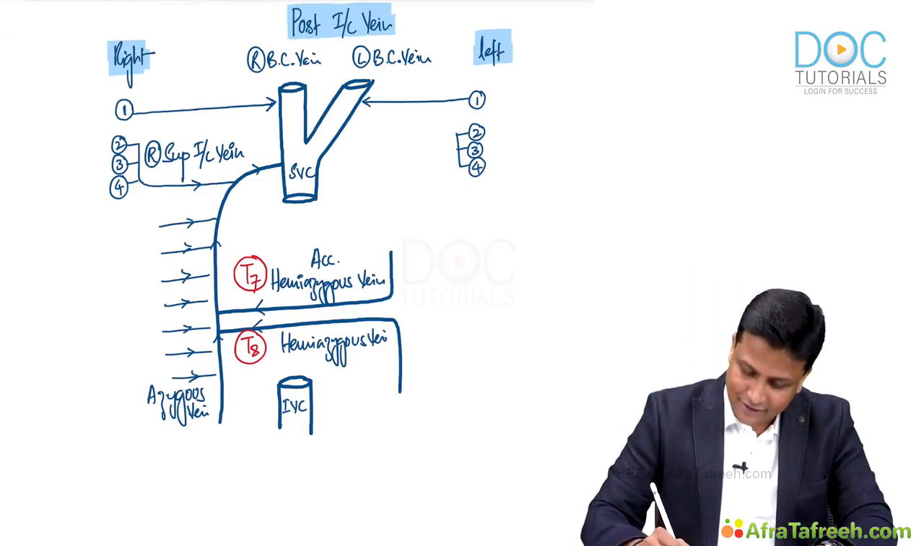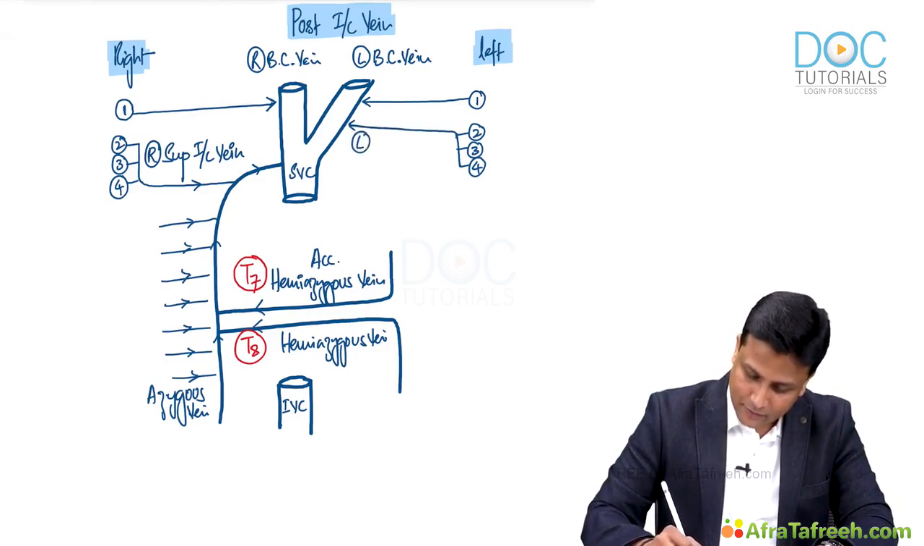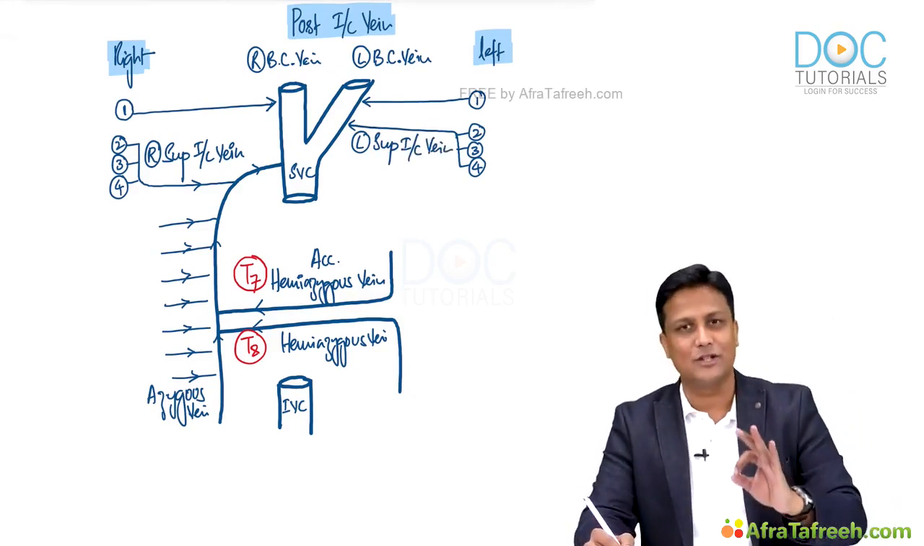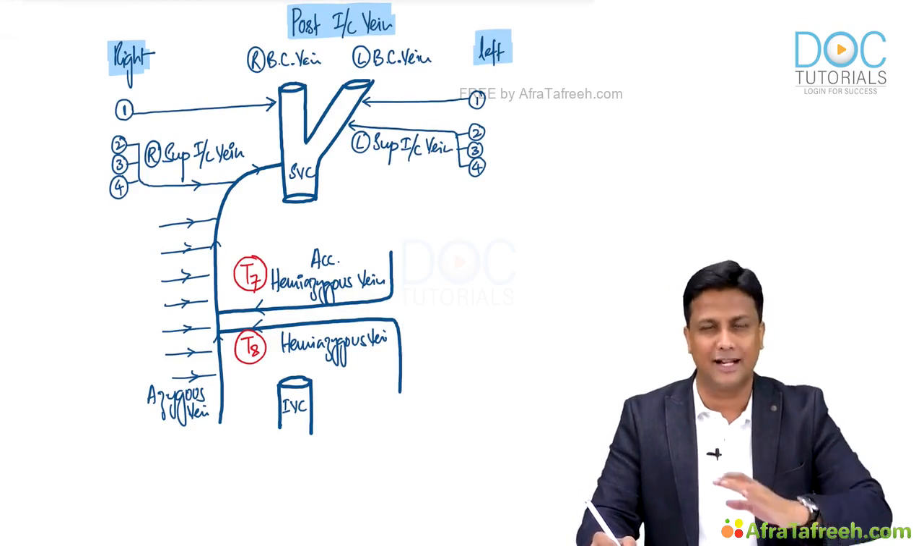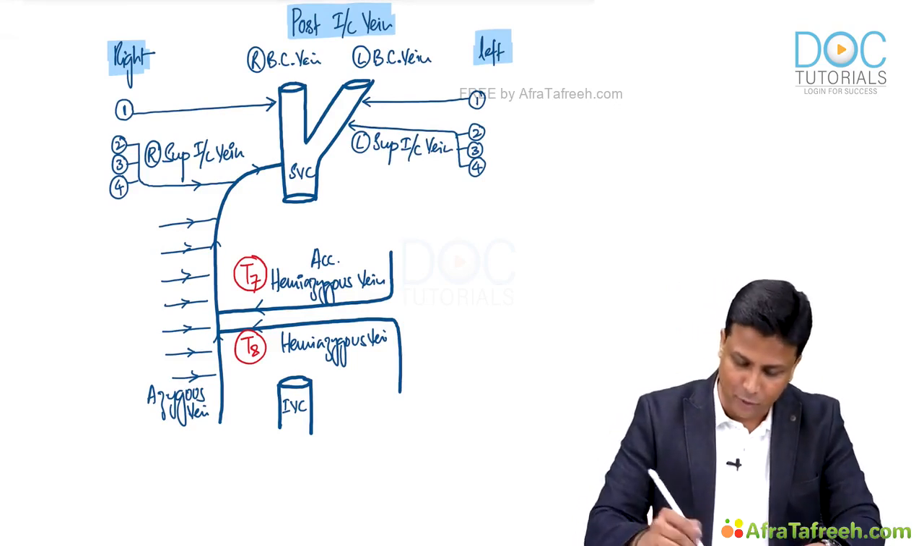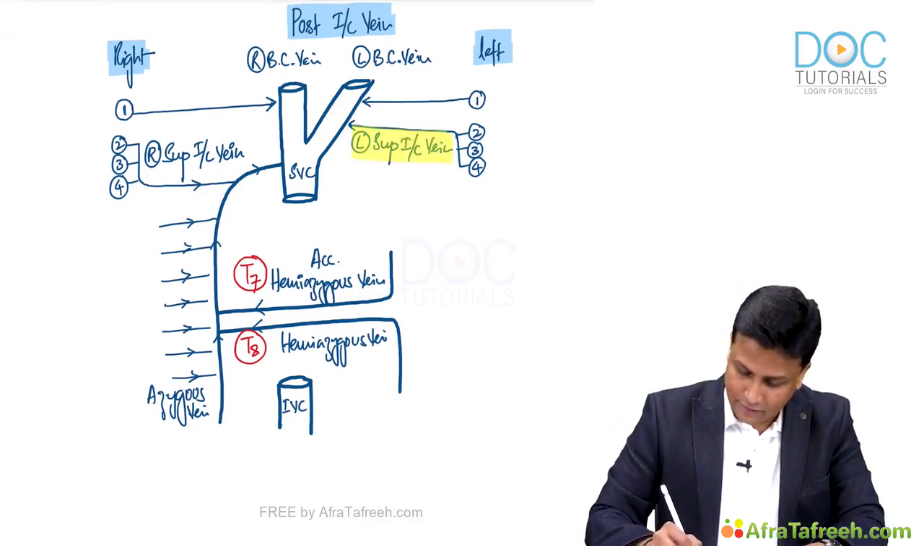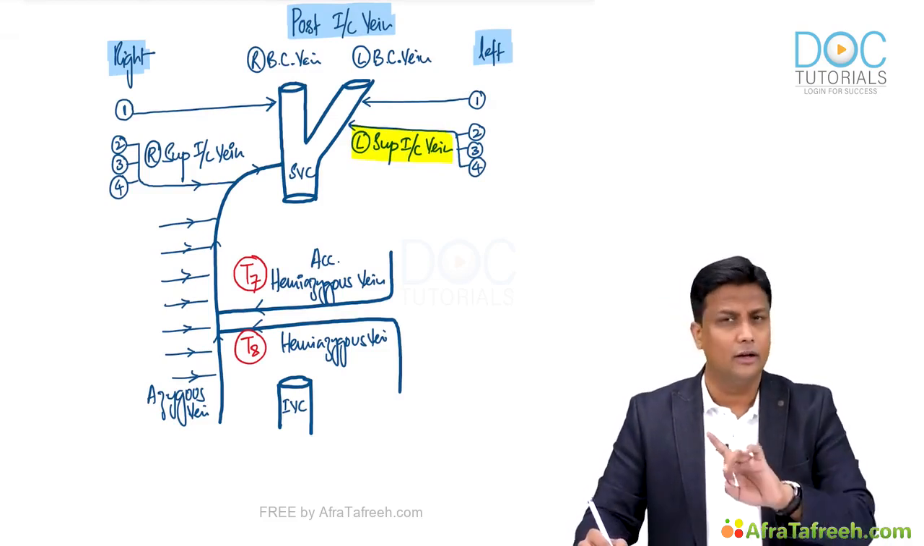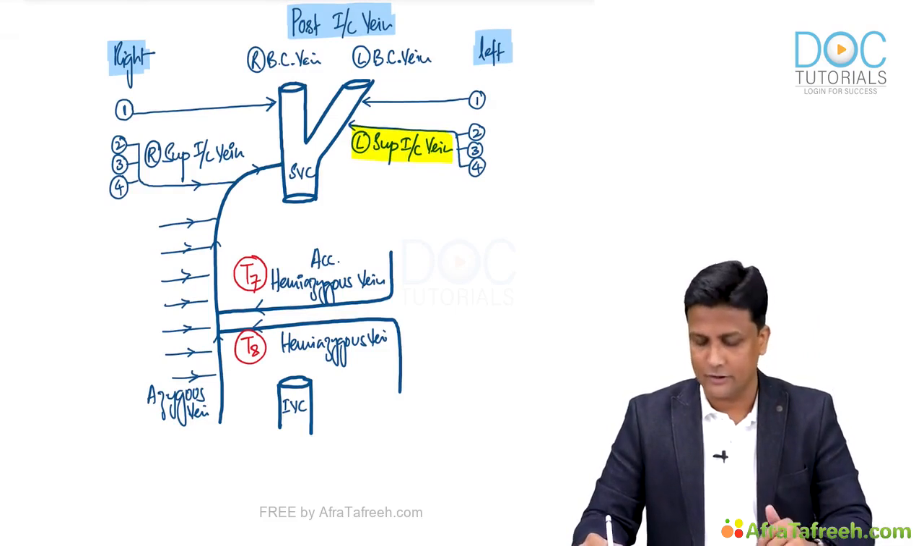Toward the left side, left superior intercostal vein will drain into the left brachiocephalic vein. Extremely important. Okay, let me highlight this one here. Left superior intercostal vein will drain into left brachiocephalic vein. It can't drain into azygous, there is no azygous on the left side there.